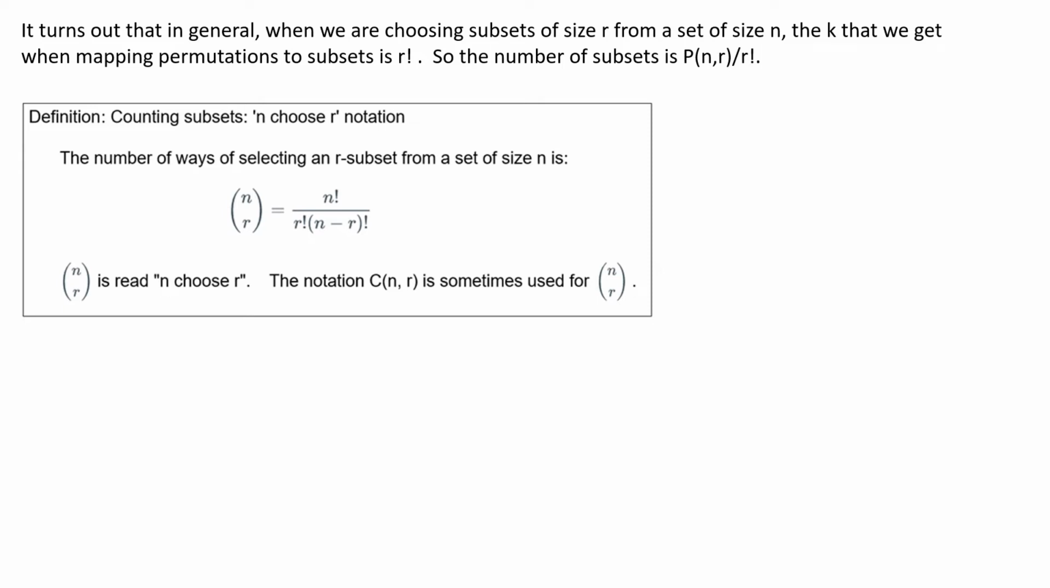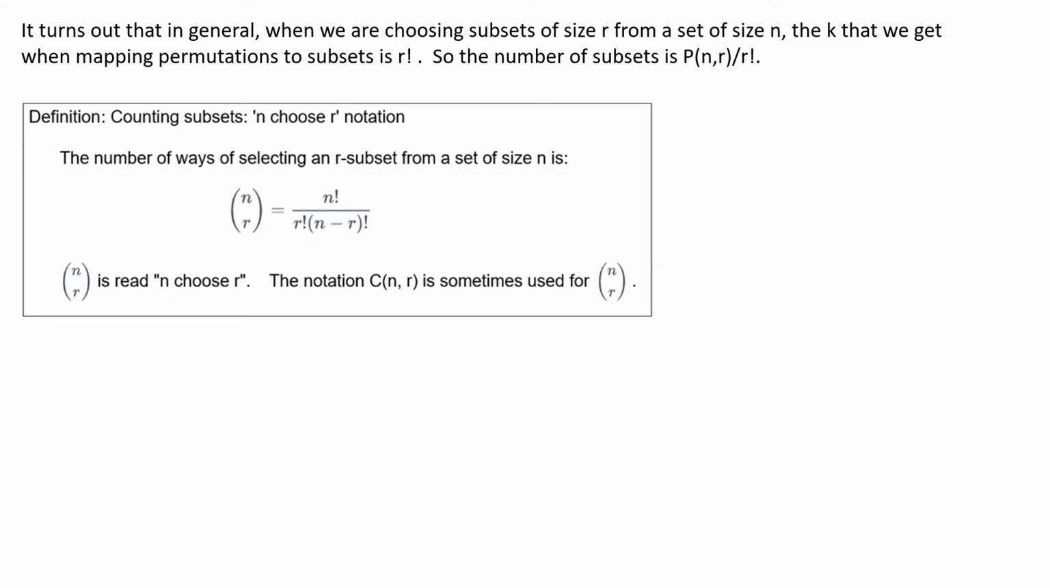So in going from permutations to subsets, if we're trying to count the number of subsets in general, then we would count the number of permutations in general, n things R at a time, and then divide by R factorial, because again the R factorial is the K, and we're using the K to 1 rule. So that gives us a nice little formula here.